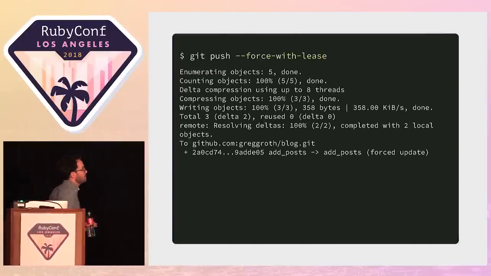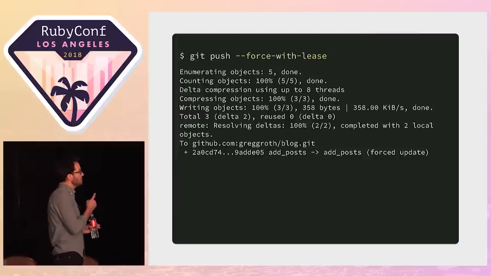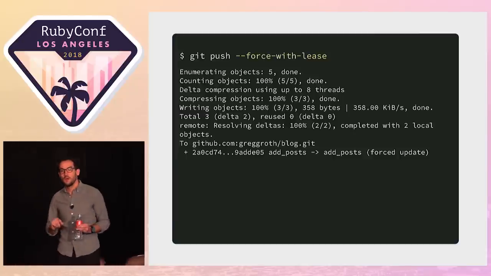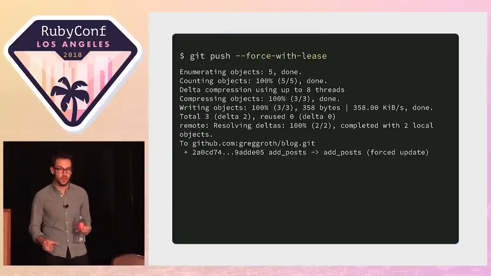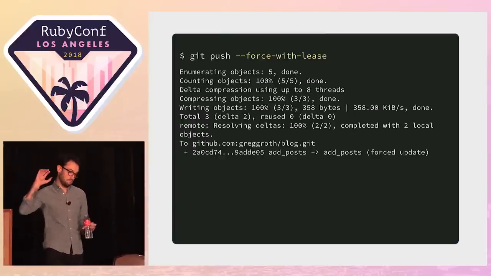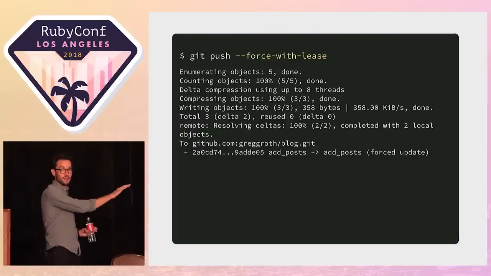Let's now try that push again. This time we're gonna use a flag. There's actually two ways to accomplish this. This one is a slightly safer way. So the simplest way is with just dash dash force. When you do that, Git is going to just tell GitHub, take this, I don't care what you have, I don't care if anyone's done anything on it, my version's the right one, take it.